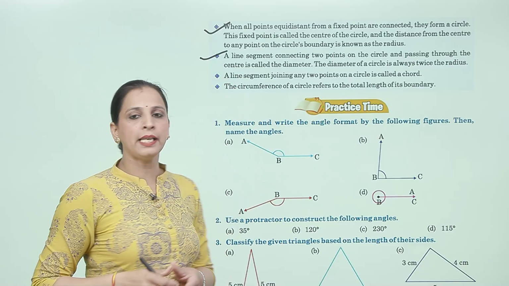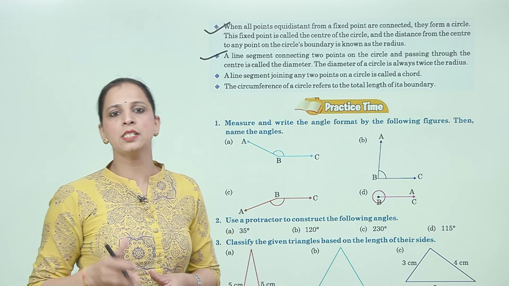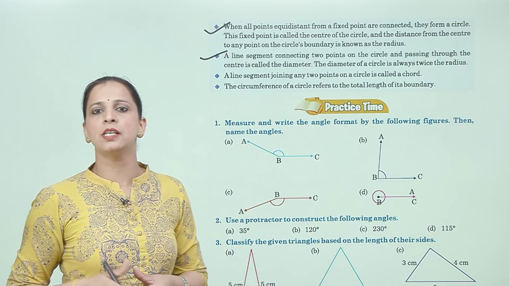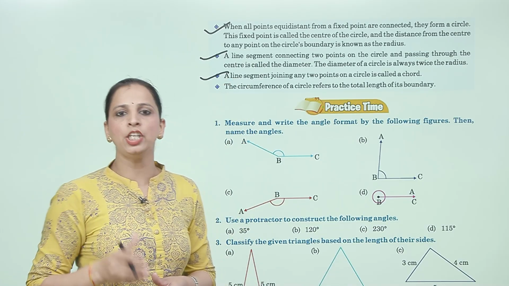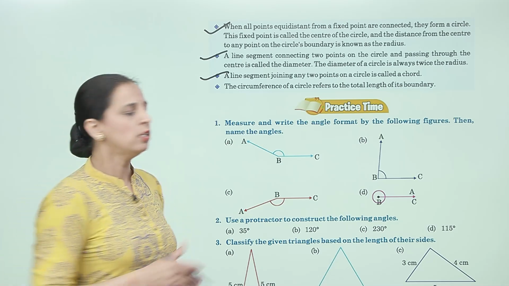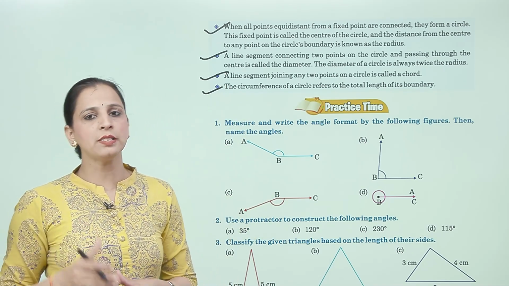A line segment connecting 2 points on the circle and passing through the center is called the diameter. The diameter of a circle is always twice the radius. A line segment joining any 2 points on a circle is called a chord. The circumference of a circle refers to the total length of its boundary.